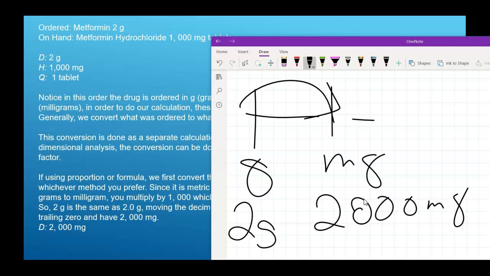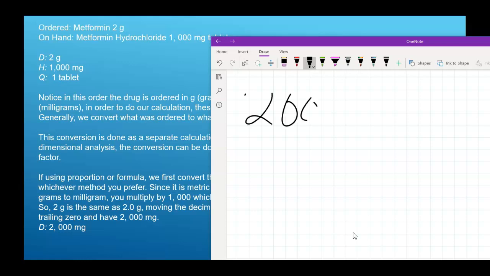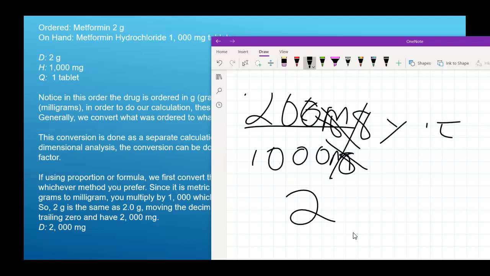So if I want to do that calculation first, I could do that, then use my proportion method or my formula method. So I would have 2,000 milligrams over 1,000 milligrams times 1 tablet. That's going to give me, and these cancel. I'm sorry, they're both milligrams. D becomes 2,000 milligrams. We have 1,000 milligram pills. Milligrams cancel, so we have 2 tablets.